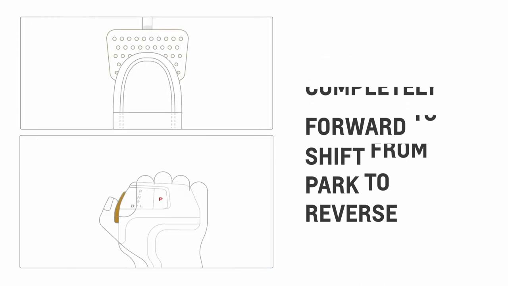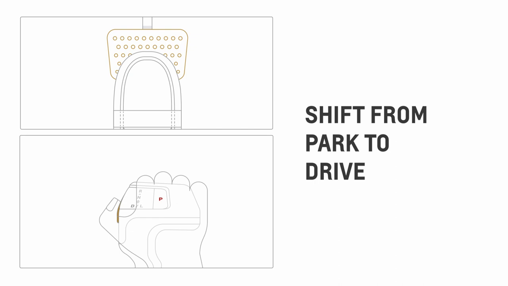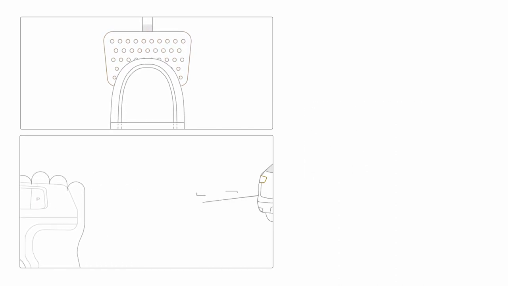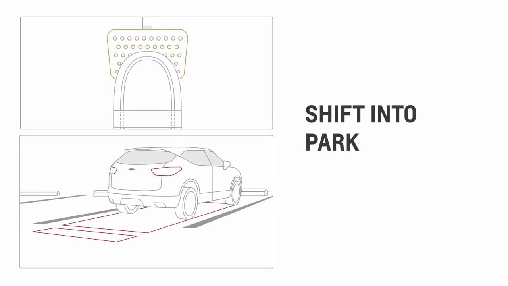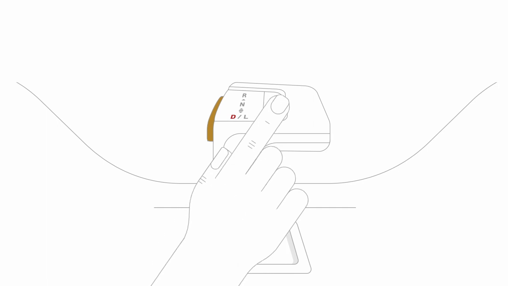With your foot on the brake pedal, press and hold the shift lock release button, then pull the shifter rearward toward D. To shift into park, press the brake pedal until you come to a complete stop, then press the P button.